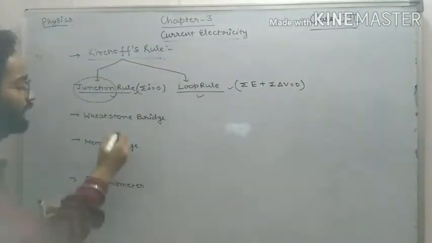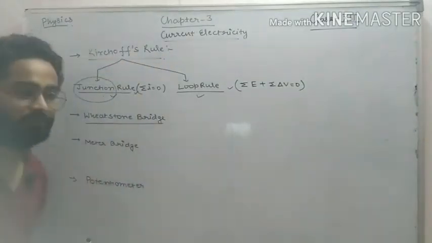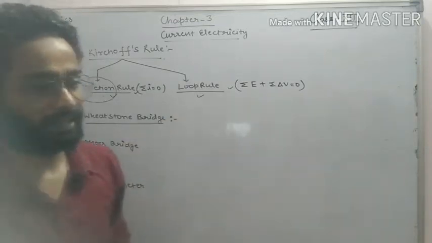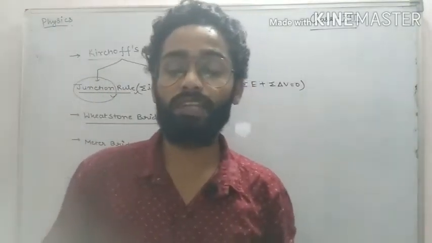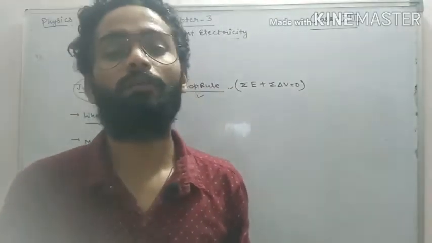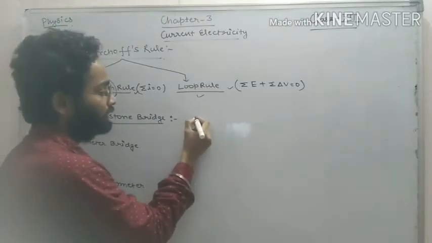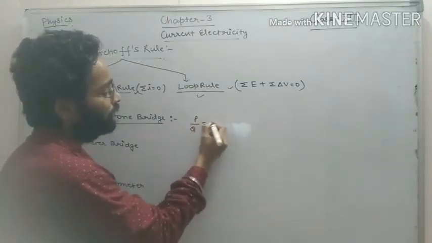So moving further, we have one of the important topics, the Wheatstone bridge. What is a Wheatstone bridge? A Wheatstone bridge is a device which uses three known resistances to find out one unknown resistance. How? It is given by P by Q is equal to R by S.